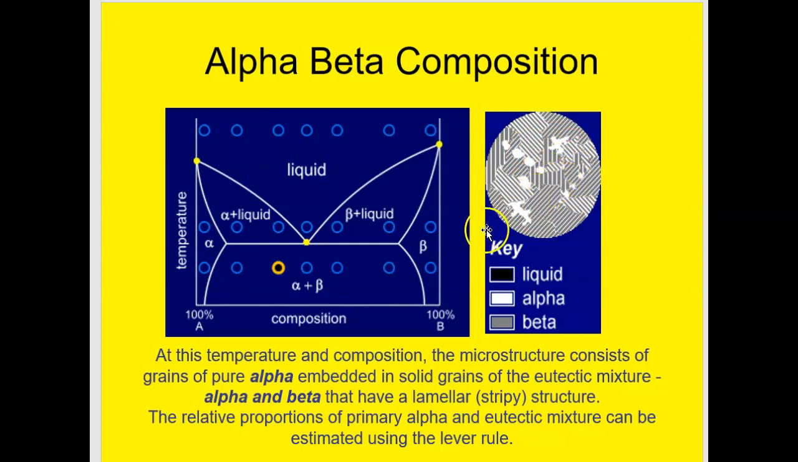It's still a pure alpha and a pure beta. They have laminar structures like a line. Okay. Now, what is eutectic and eutectoid mixture? I will explain that one in a minute with the iron carbon phase diagram.